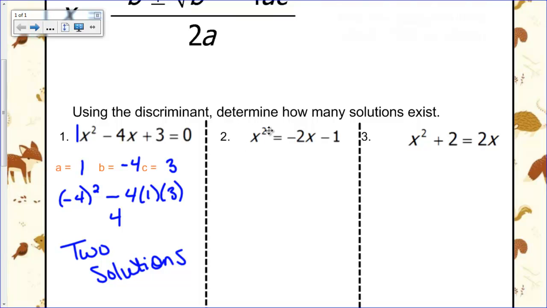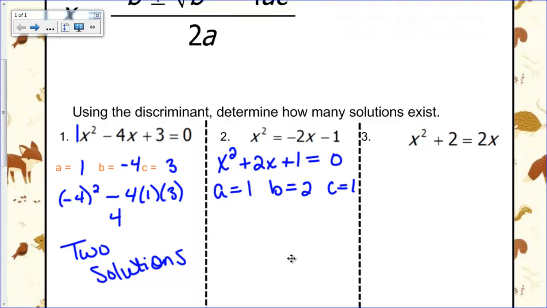Number 2 here is not in standard form. It does not equal 0. So I've got to get this minus 2x and this minus 1 to the other side. I'm going to add 2x and add 1. So this becomes x squared plus 2x plus 1, and that equals 0. Now I can list out a is 1, b is 2, and c is 1. So I'm going to do my b squared minus 4ac part again.